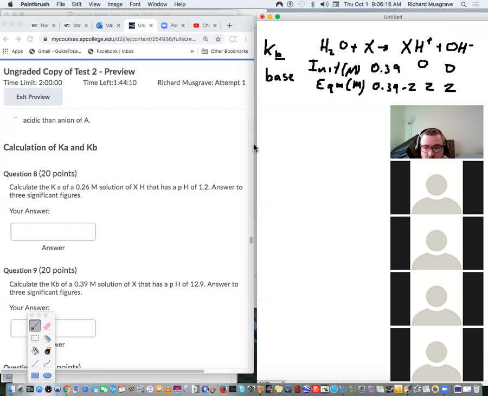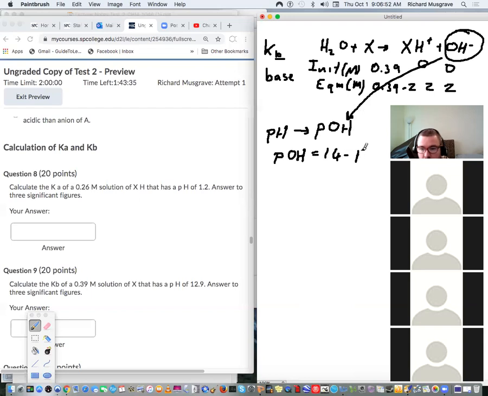We're given here the pH. So what I'm going to need to do is figure out the pOH. Now, why do I know I need that? I know that because it was Kb and base gives OH minus here as a product. So that means that I'm going to need the pOH, which is why I'm going to have to take the pH and subtract it from 14. So the pOH is going to equal 14 minus the pH.